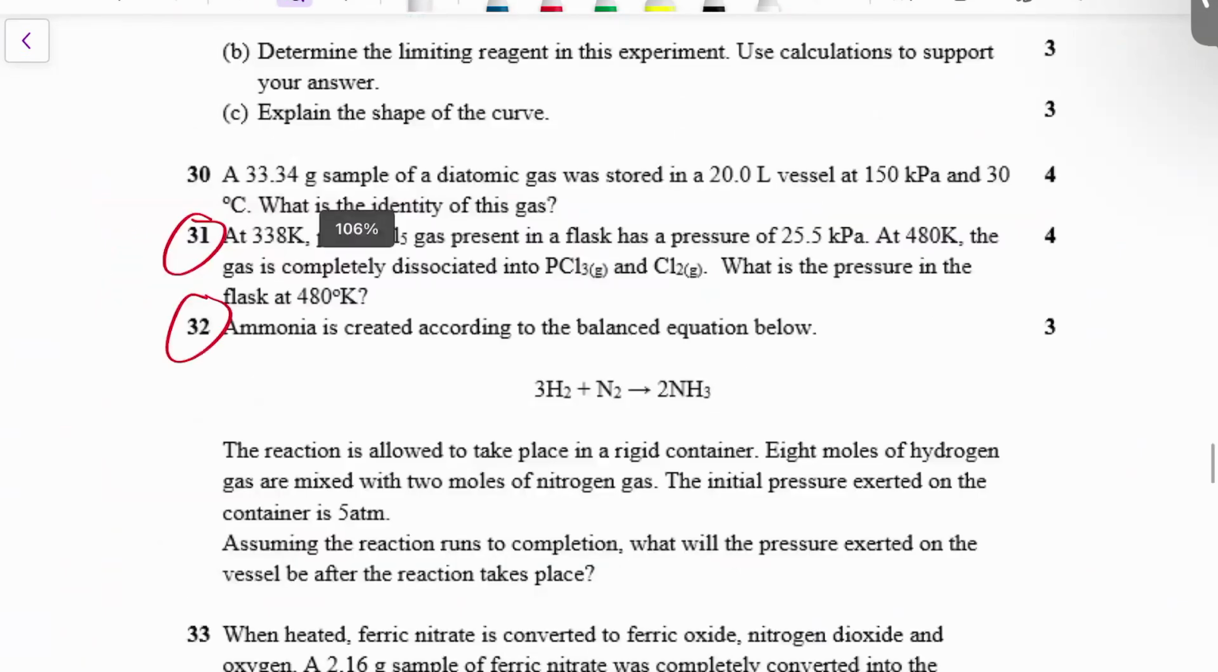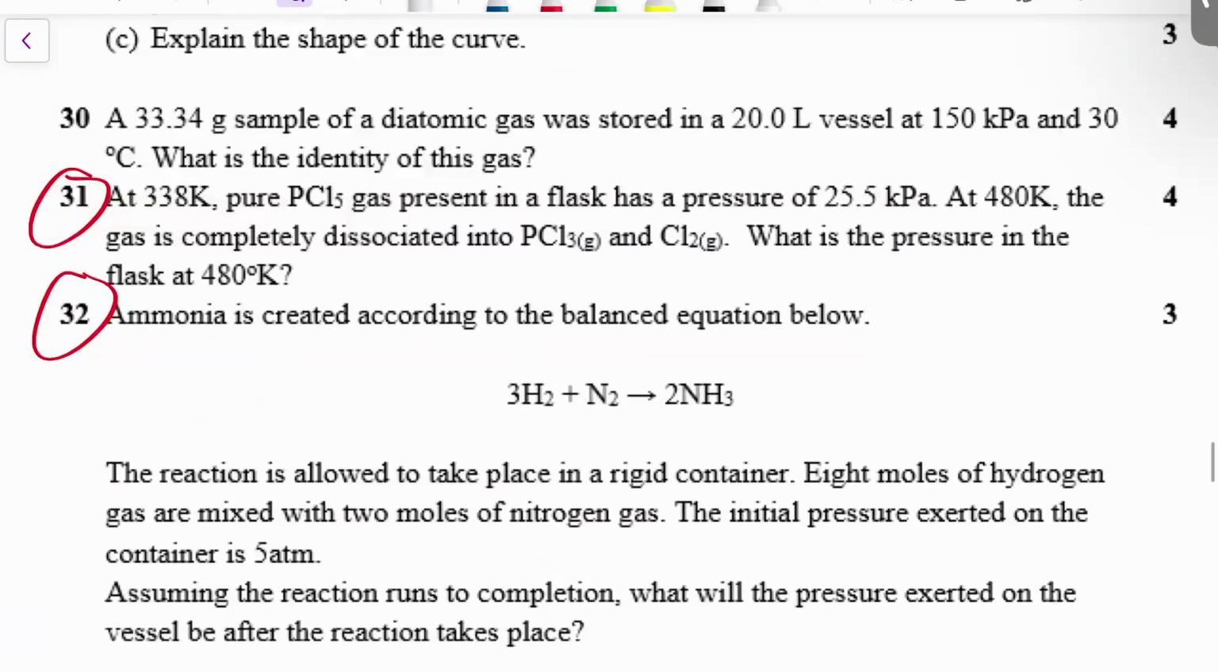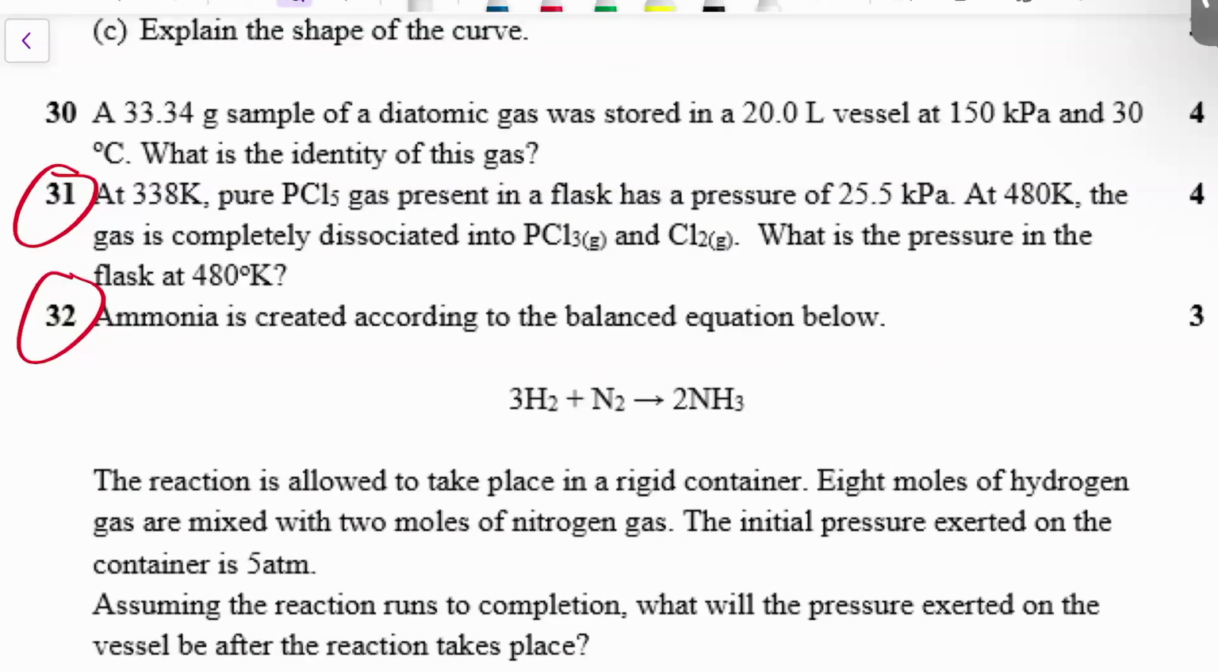Question 31. At 338 Kelvin, pure PCl5 gas present in a flask has a pressure of 25.5 kilopascals. At 480 Kelvin, the gas is completely dissociated into PCl3 gas and Cl2 gas. What is the pressure in the flask at 480? Now, guys, this isn't completely an ideal gas law question because there are certain things that get kept constant.